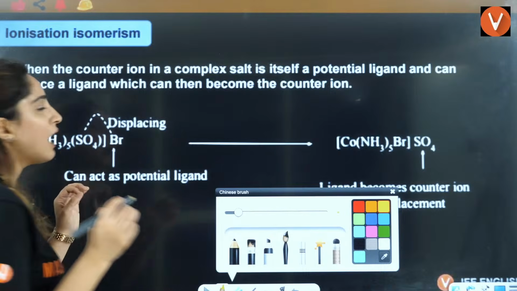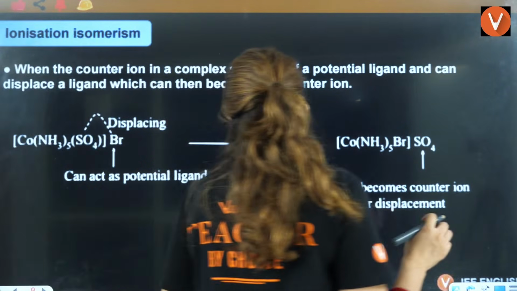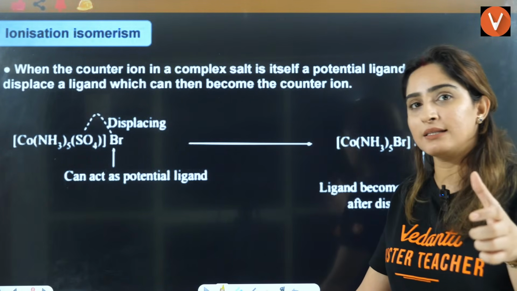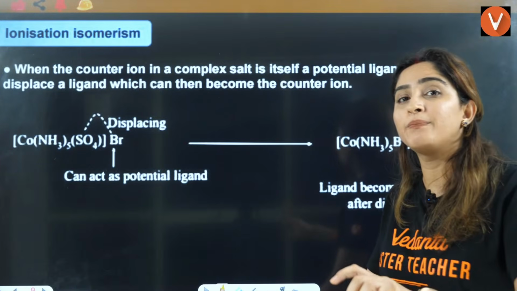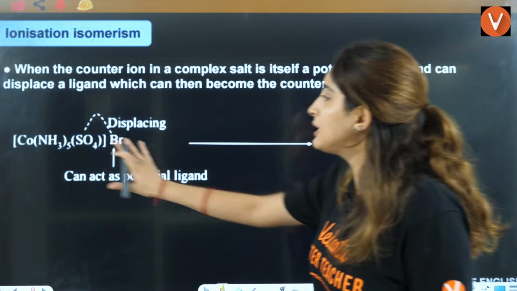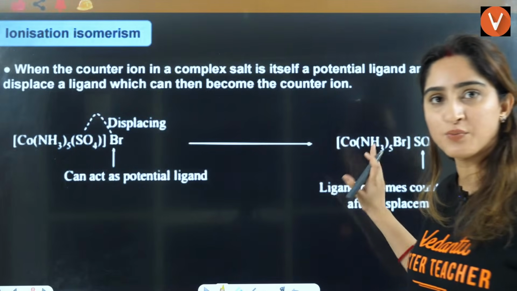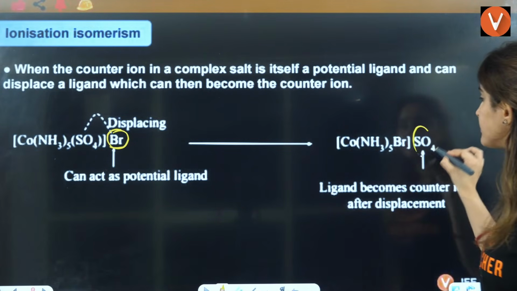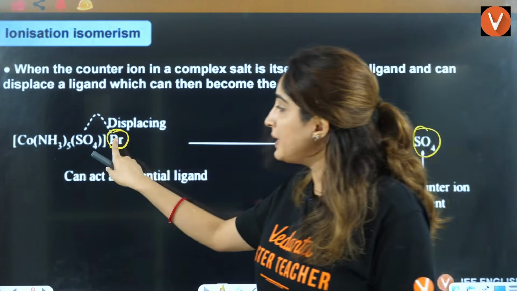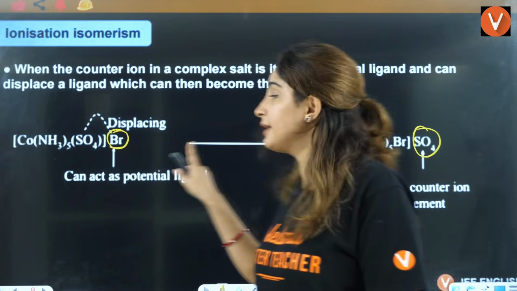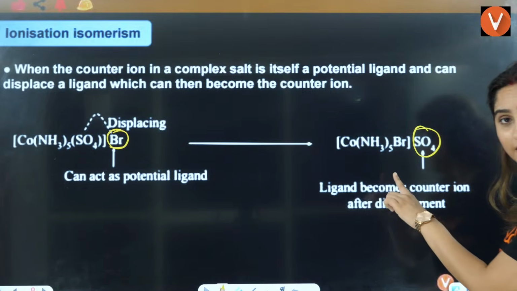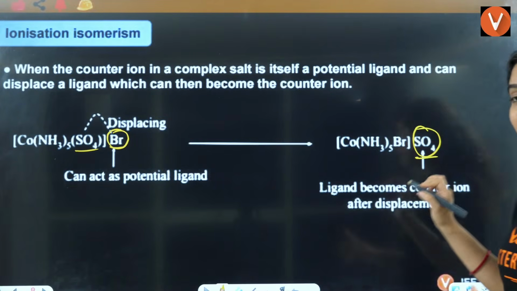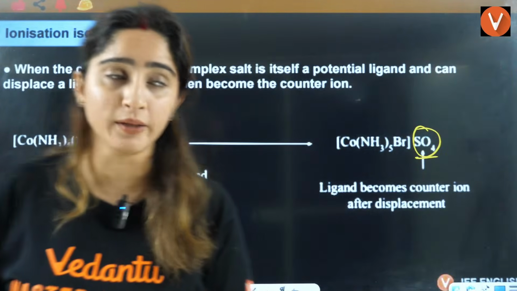First is ionization isomerism. If you talk about ionization isomerism, it means the counter ion will be different here. So these two are the ionization isomers of each other. Here the counter ion is Br, here the counter ion is SO4. Here Br is acting as a counter ion. Here Br is acting as a ligand. Here SO4 is acting as a ligand. Here SO4 is acting as a counter ion. That is the difference.